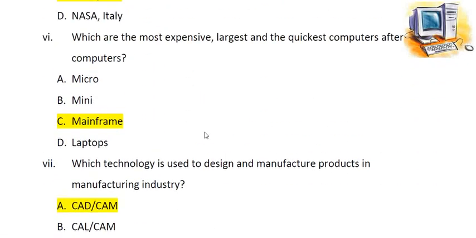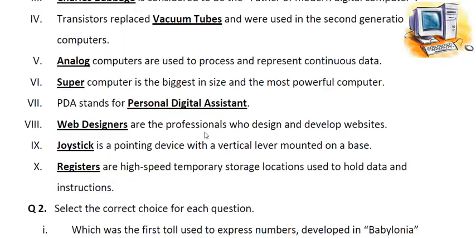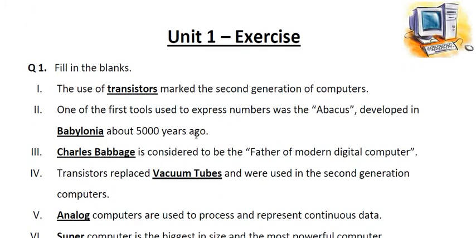So these were the exercise questions of unit 1, that is fundamentals of computer, and with this our first unit ends.